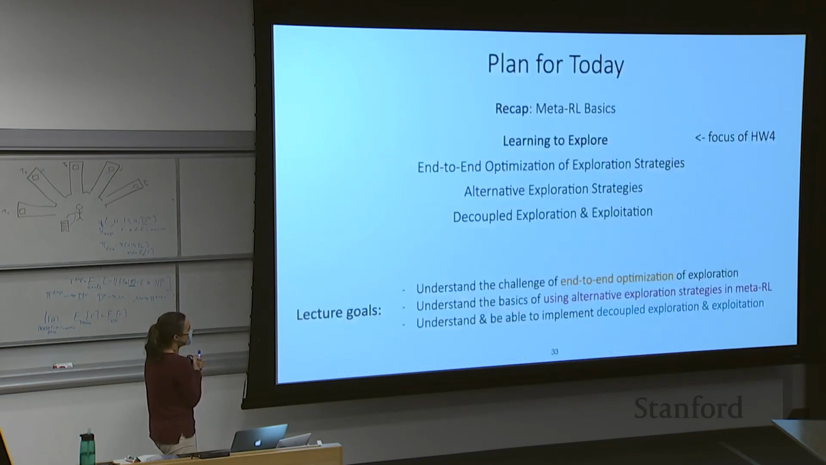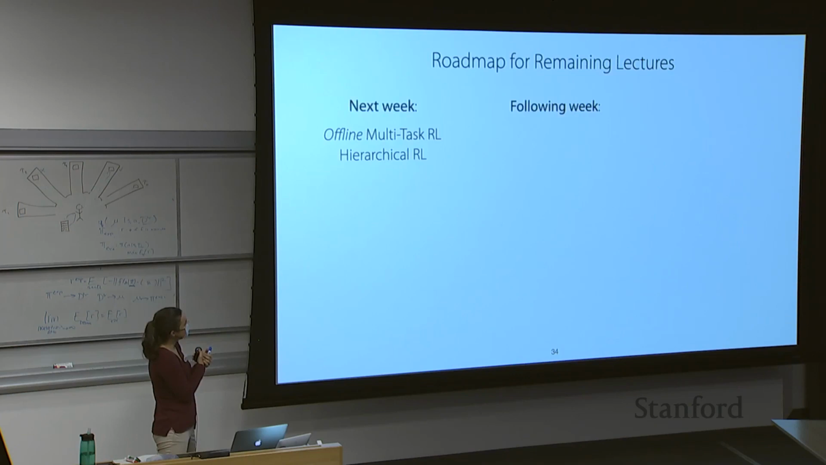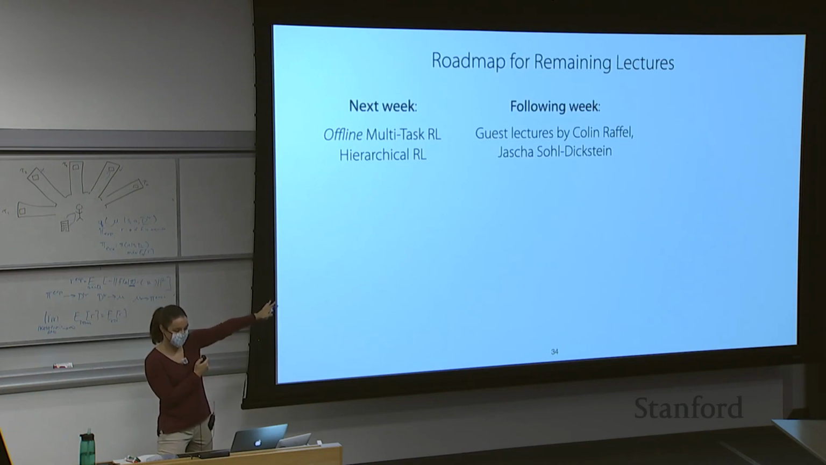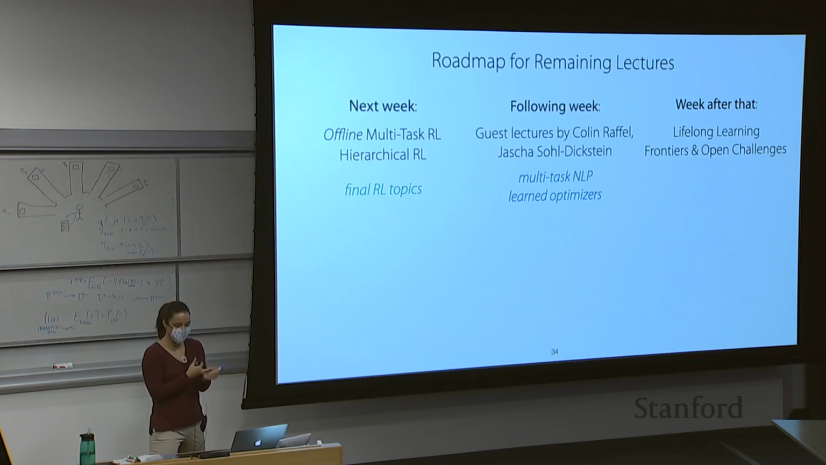Cool. So that was the main plan for today. A quick roadmap for the remaining lectures. Next week we'll be talking about offline multitask RL and hierarchical RL. And the following week we'll have some really awesome guest lectures. And the week after that, we'll be talking about lifelong learning and frontiers. You can essentially think of next week as the final reinforcement learning topics. The following week as some lectures on multitask NLP and learned optimizers. And then the last week about learning tasks sequentially, and then some open challenges in the field.